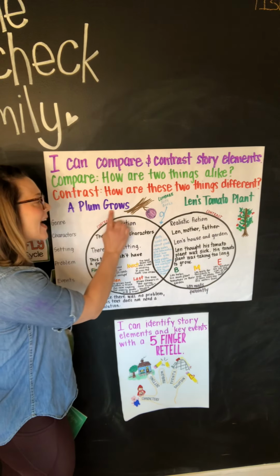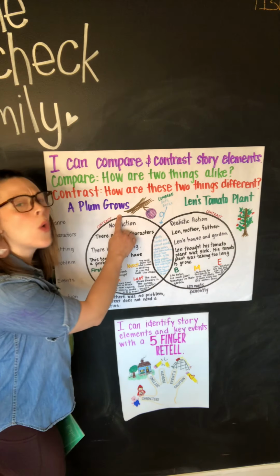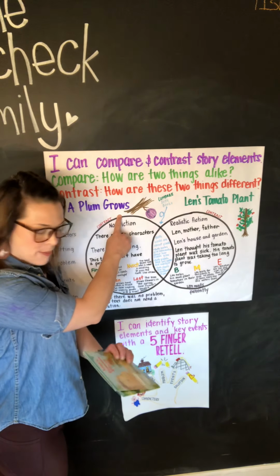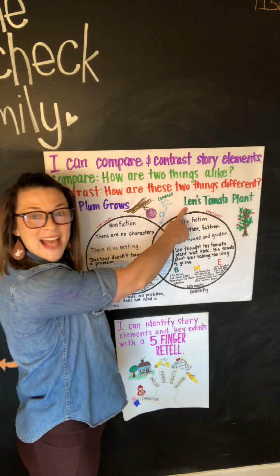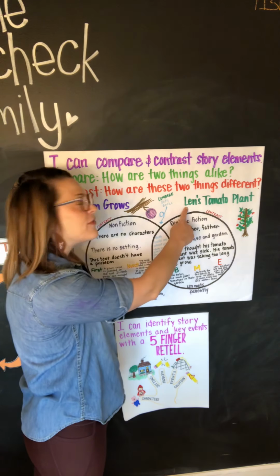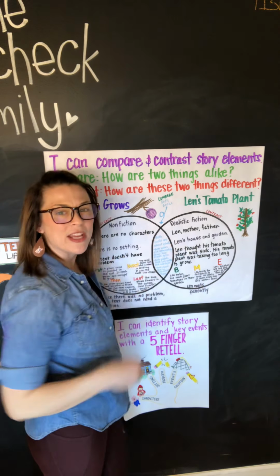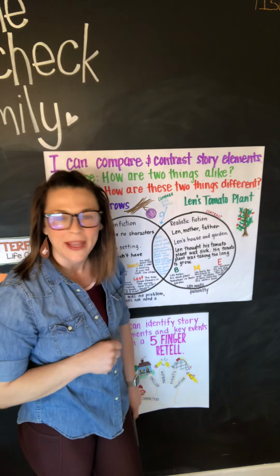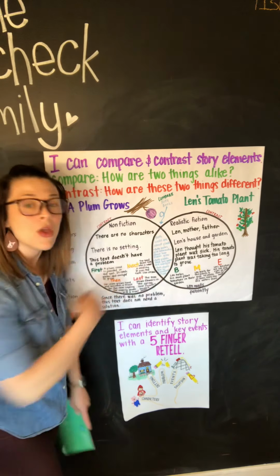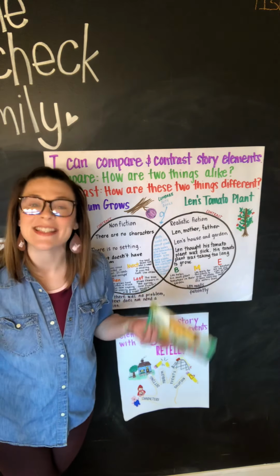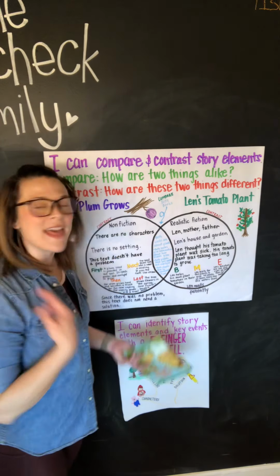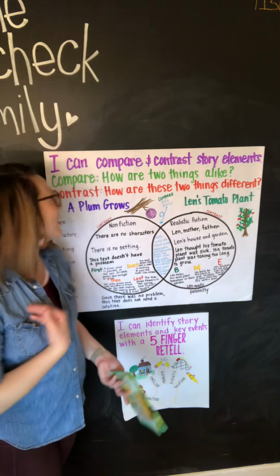So on this side, I have all the things that only have to do with the book A Plum Grows. And on this side of my Venn diagram, I have only things and information about the book Len's Tomato Plant. In the middle, I wrote things that are the same about both books. And that's something I learned about compare and contrast.